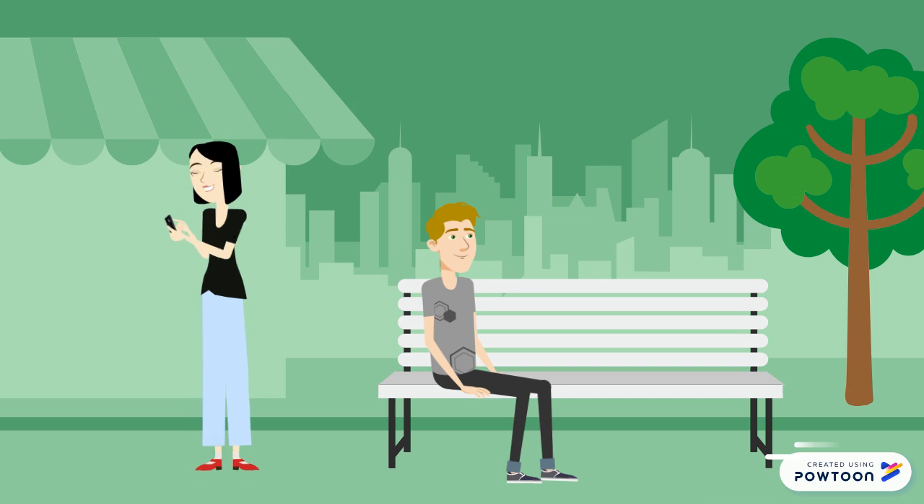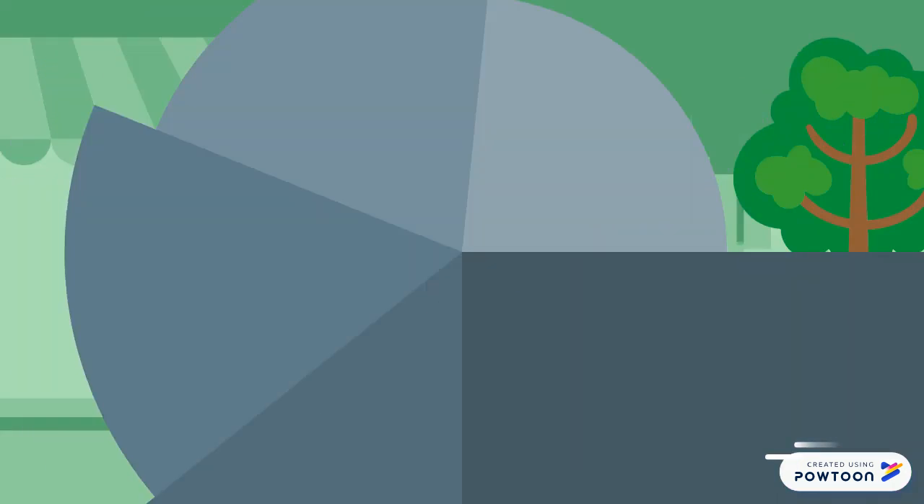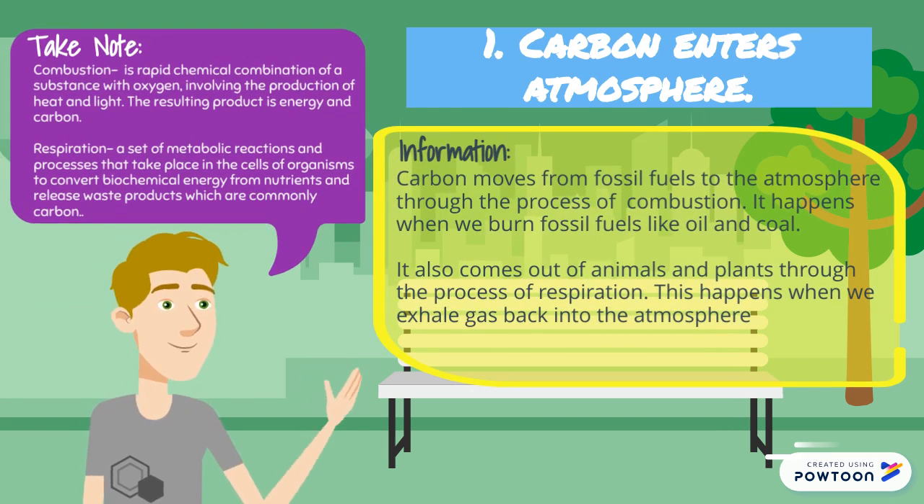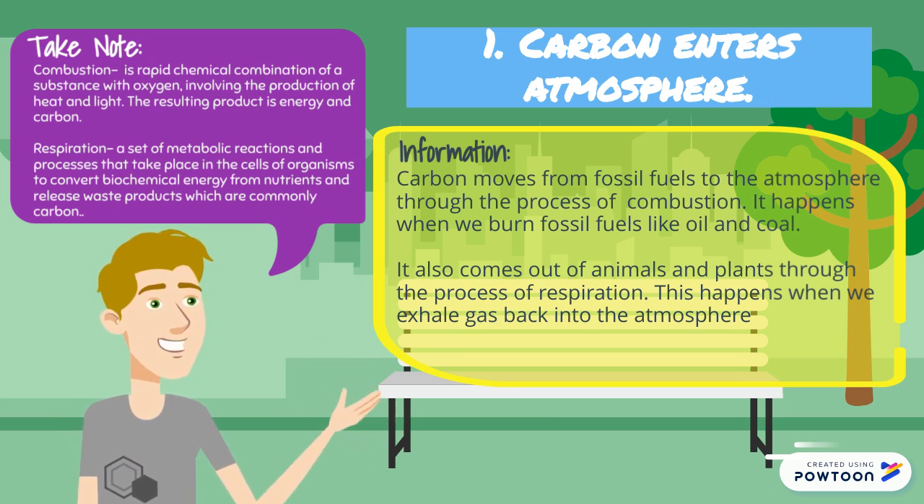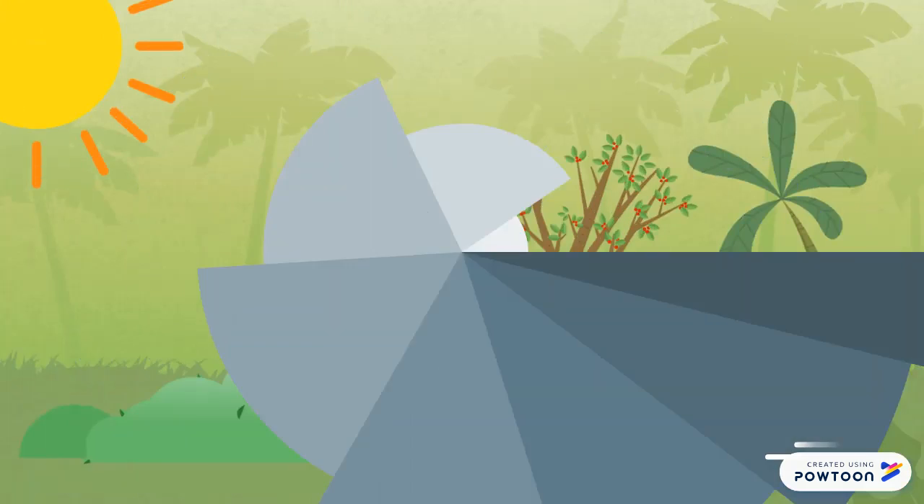Each time you exhale, you are releasing carbon dioxide gas into the atmosphere. Don't you know that you are already doing the first process of the carbon cycle? Carbon moves from fossil fuels to the atmosphere through the process of combustion. It happens when we burn fossil fuels like oil and coal. It also comes out of animals and plants through the process of respiration. This happens when we exhale gas back into the atmosphere.